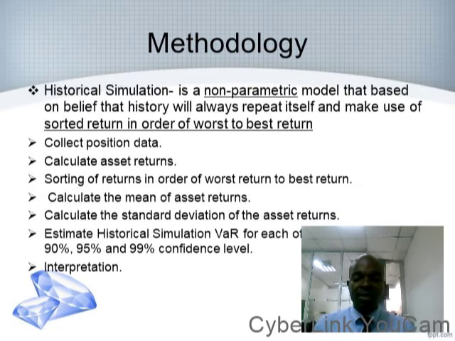Historical simulation is a non-parametric model that is based on the belief that history will always repeat itself, and makes use of sorted returns in order of worst to best. The steps involved include collection of data, computation of asset returns, sorting of returns in order of worst to best, calculation of mean of asset returns, calculation of standard deviation of asset returns, an estimate of historical VaR for each of 90, 95, and 99 confidence levels, and finally data interpretation.